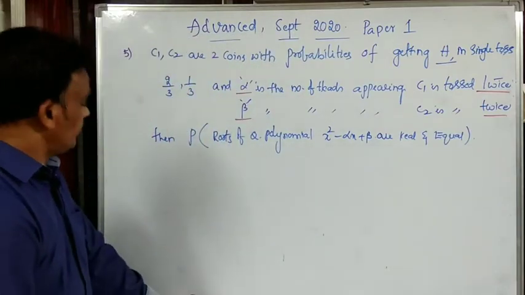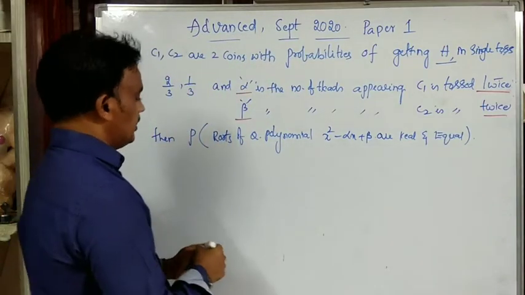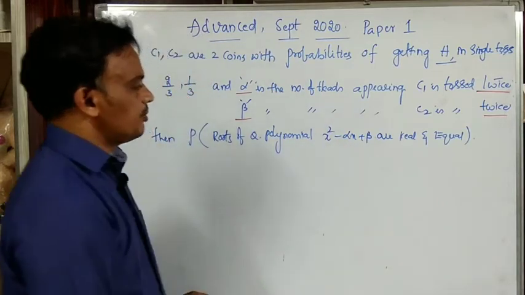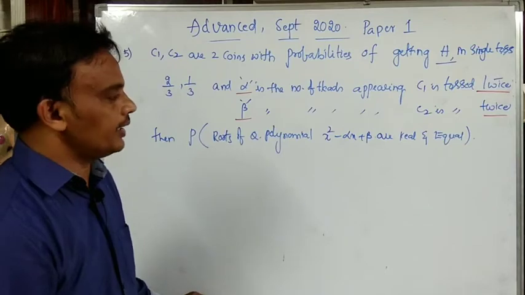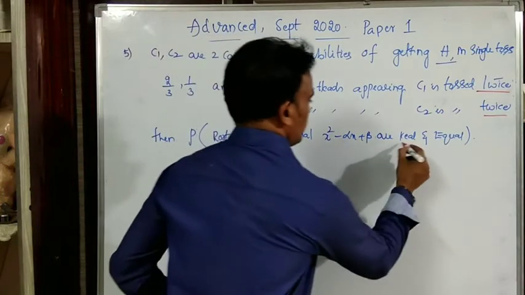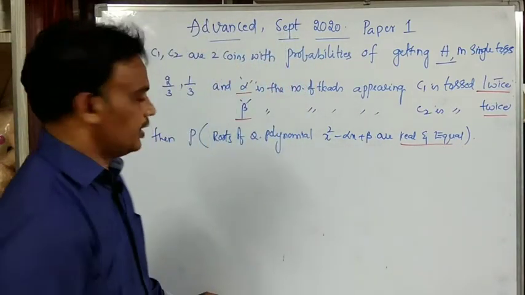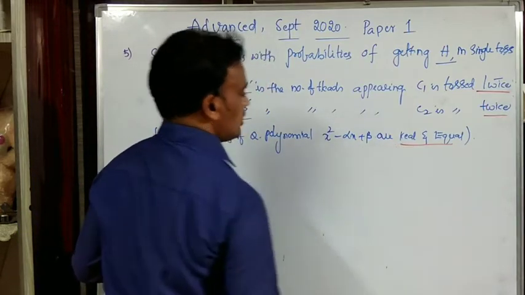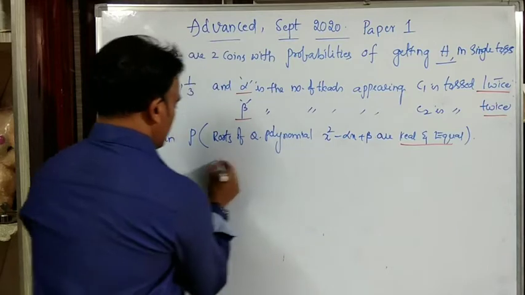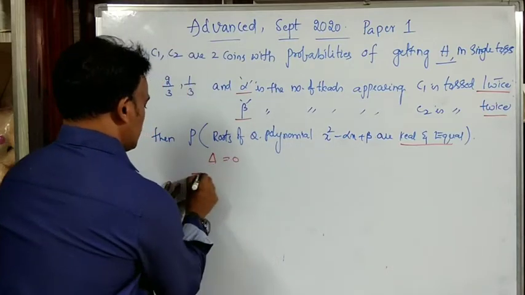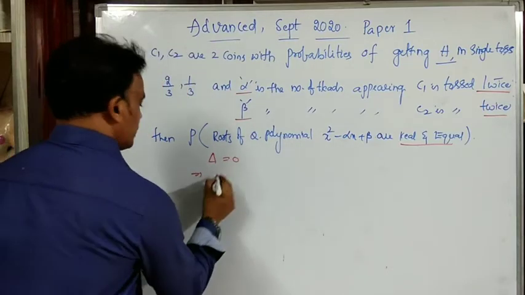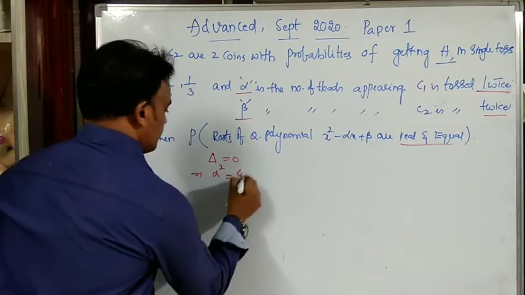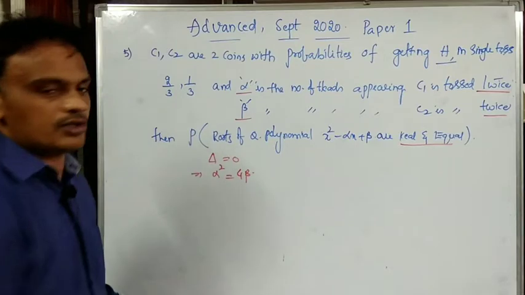Then finally, what is the probability that the roots of the quadratic polynomial x² minus alpha x plus beta are real and equal? For the roots to be real and equal, delta equals 0. Delta is b² minus 4ac, which gives alpha² minus 4 beta equals 0. So alpha² equals 4 beta.